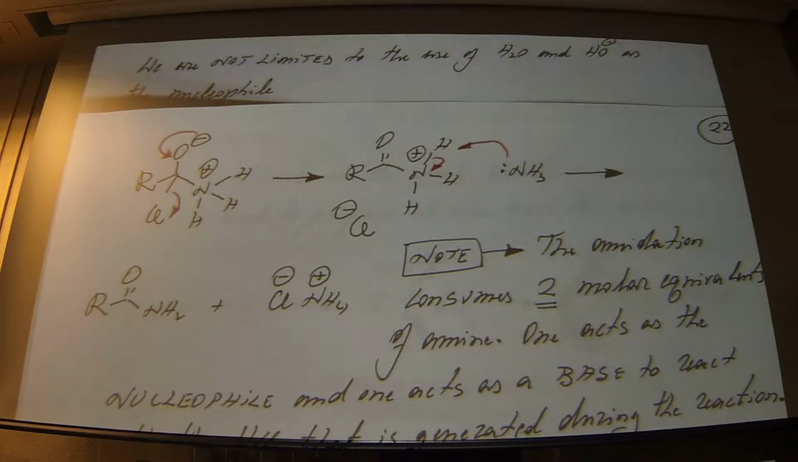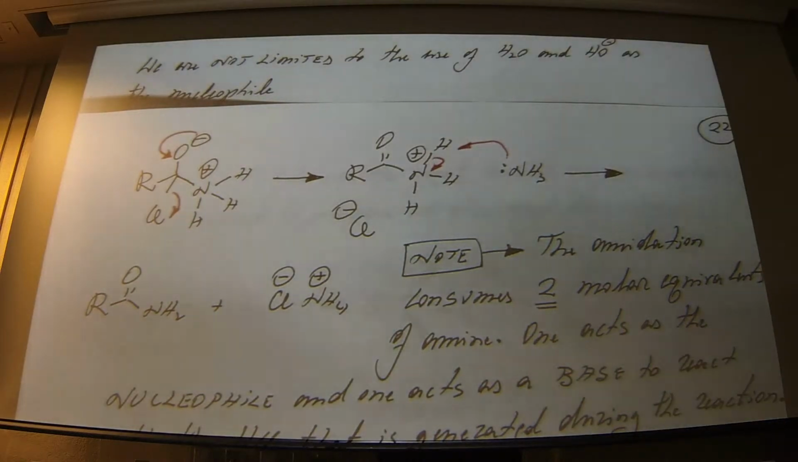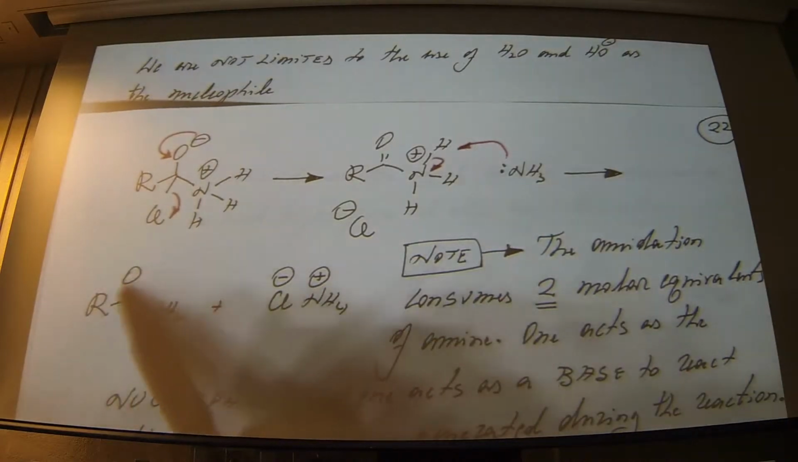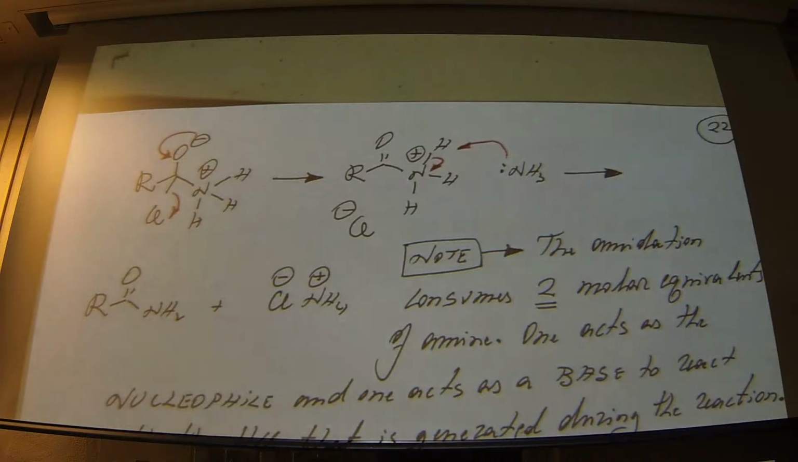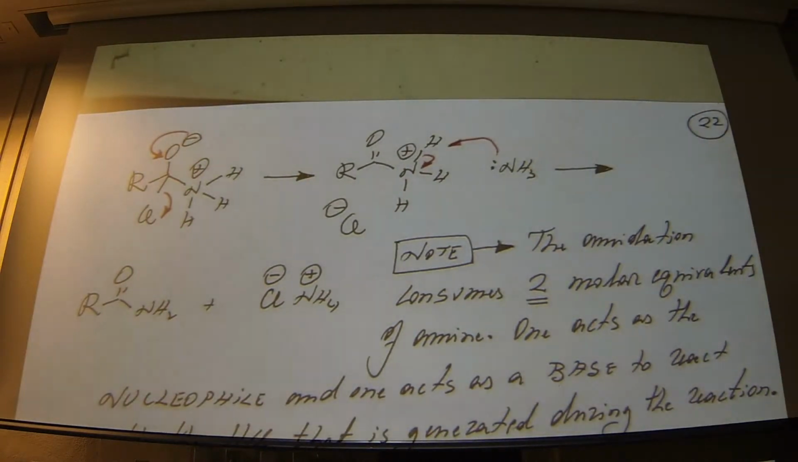However, if I want to make an amide of an expensive or scarce amine, then this isn't going to be too good, right? Because I'm going to end up chewing up half of my amine just as a base, and only half of it is going to end up forming the amide that I want. And so there has to be a way around that. Now, it turns out there are 2 ways around it.